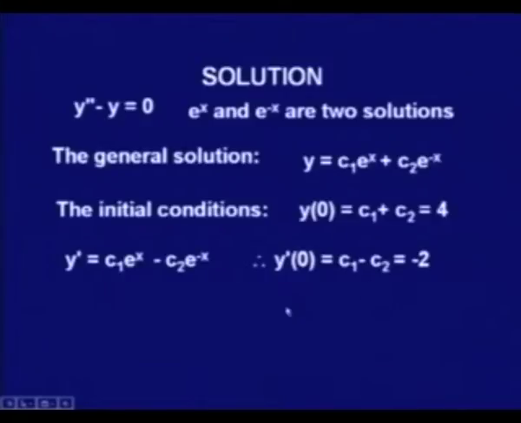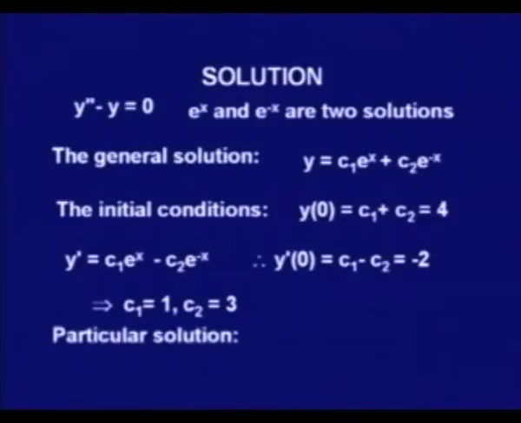So, what have we got? We have got these two equations in two unknowns. These are linear equations. We can solve them, and what will be the solution? That c1 is 1 and c2 is 3. So, what is the particular solution we have got? That y is equal to e to the power x plus 3 times e to the power minus x. That is, I have put the values of c1 and c2 in the general solution.